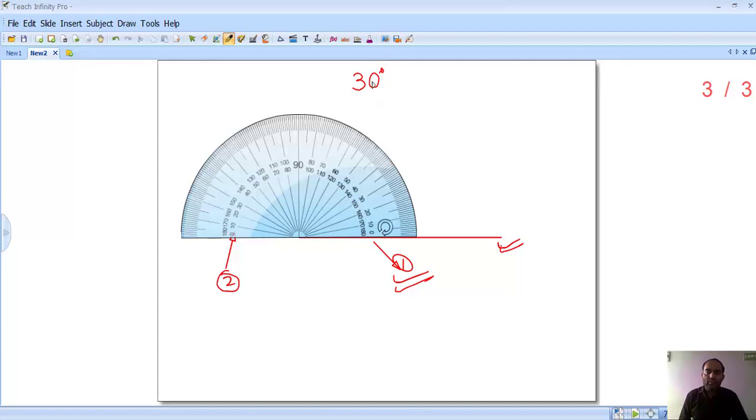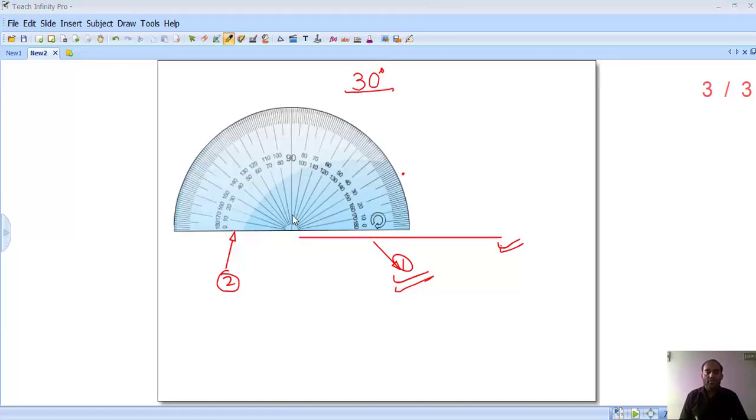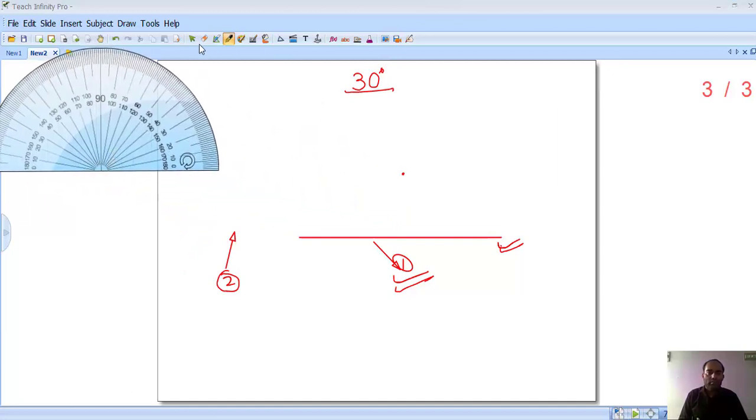How much angle do we want to draw? 30 degrees. To mark a point at 30 degrees: 0, 10, 20, 30. Now I have marked a point at 30 degrees. Take out your protractor and join both the lines. Okay, now I am going to join the lines.